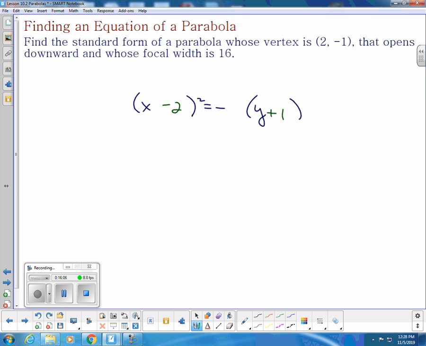Do I divide the focal width by 4 to find the p-value? I would. But this is just the focal width, and that's it. So remember, that focal width equals 4 times p. If you want the equation, you want that focal width in there. Because we are opening downward, the focal width is 16, but negative because it's down.